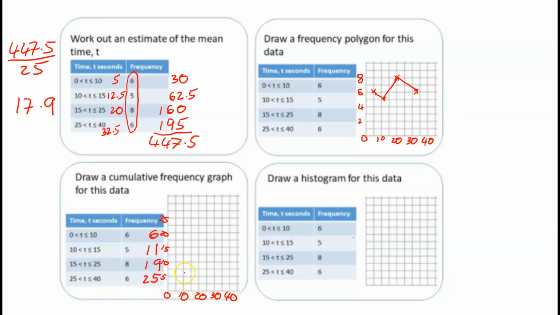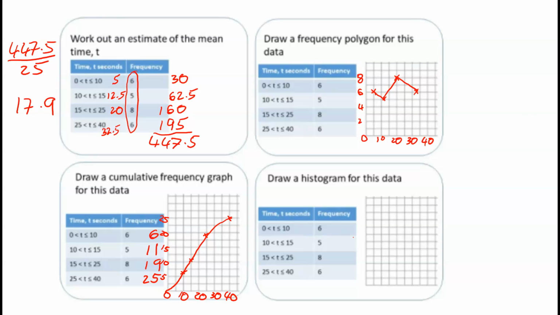So 10, 6 is going to be about there. 15 and 11, so just above there. 25, so I'm plotting at 25, and I need to go up to 19, which is there. And this is going to be a terrible graph. 40 and 25. So our cumulative frequency curve looks like that. Okay, probably a bit more of a Z in it than I've put there. But that's what your cumulative frequency curve would look like.